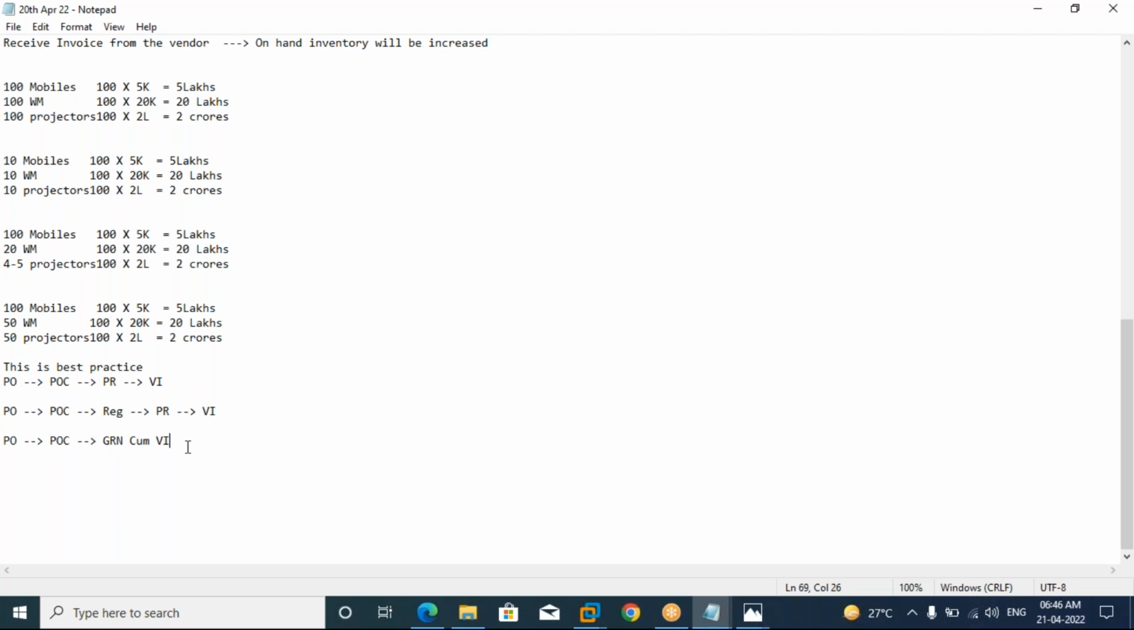So whoever has installed this application in your laptops, try to practice this purchase order creation in 3 different ways. Purchase order creation, confirmation, product receipt, vendor invoice. Another one is purchase order creation, confirmation, registration, product receipt, and vendor invoice. Next one more scenario, purchase order creation, confirmation, GRN come invoice.